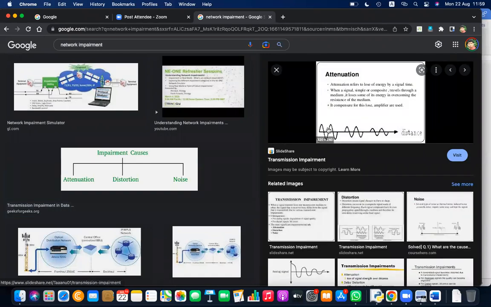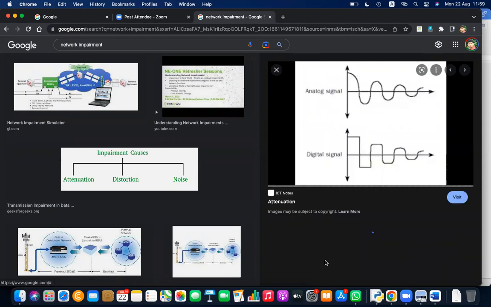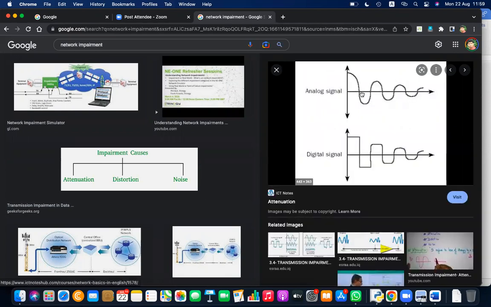The signal initially at the source, that is the signal sender's place, the signal strength is high, but when it goes to a far away place, at a distance, the signal will be lower. You can see here the digital signal and analog signal, both will attenuate.